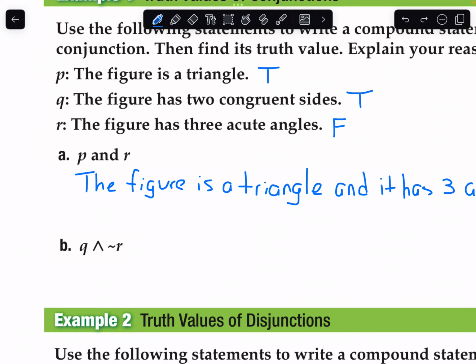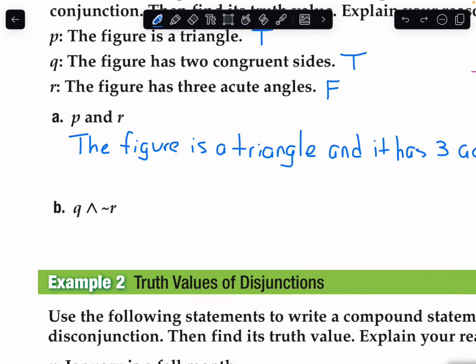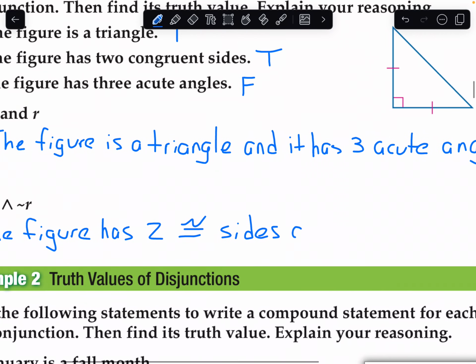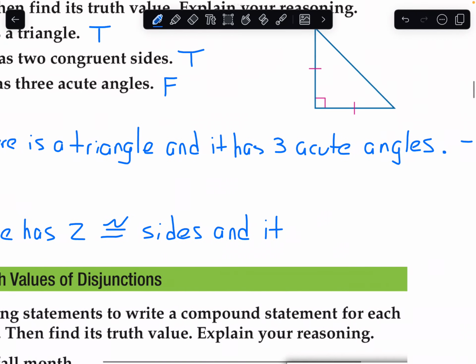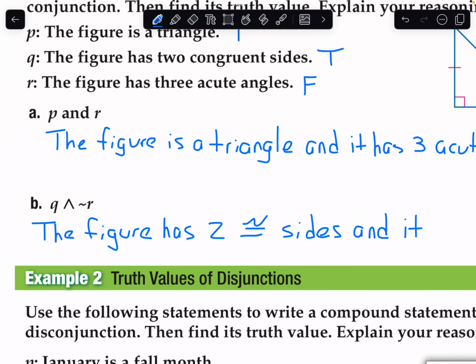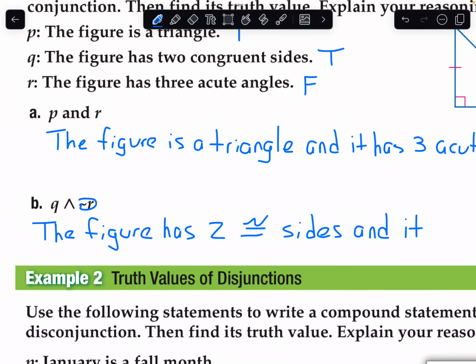How about this one? That looks like an N, so this is an and, Q and not R. So Q says the figure has two congruent sides, and it has three acute angles. Oh, but we are negating R, not R.